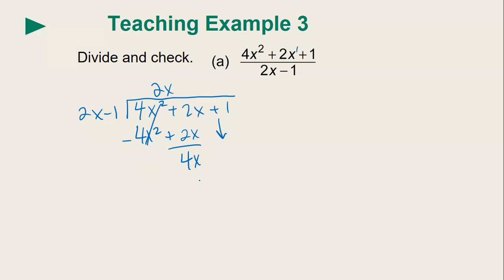And then we bring down, and then I repeat again. 4x divided by 2x is? 2. 2 times 2x minus 1 is? 4x minus 2. After I multiply, subtract, which means I'm doing what? Subtract, plus, and I'm left with 3. And this is my what? Remainder.